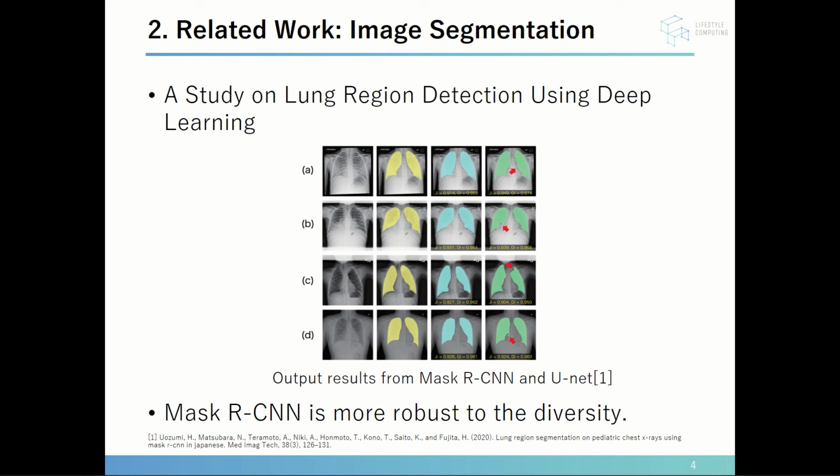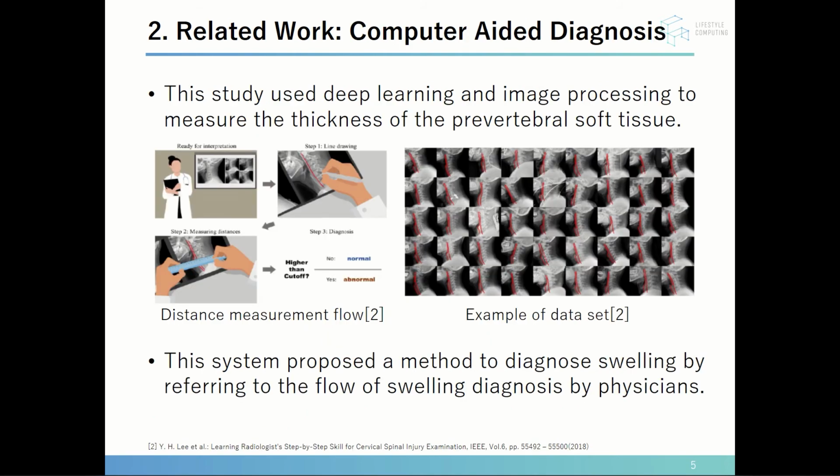In the present work, we extract the cervical spine regions from the cervical spine X-ray image by using Mask RCNN. This study used deep learning and image processing to measure the thickness of the prevertebral soft tissue in front of the vertebral body from cervical spine X-ray images, and proposed a method to diagnose swelling by referring to the flow of swelling diagnosis by physicians. We implemented a system with reference to the diagnosis flow of a physician.